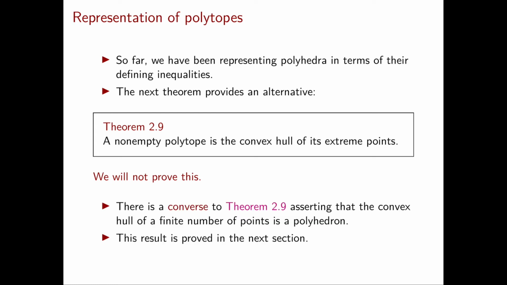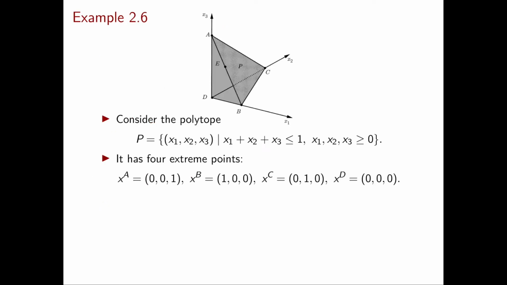On the other hand, soon we will prove a theorem which can be seen as a converse of theorem 2.9. In fact, we will see that the convex hull of a finite number of points is always a polyhedron. So for now, instead of proving these results, I just want to give you a few examples so that you can get your hands dirty with these two different representations of polytopes.